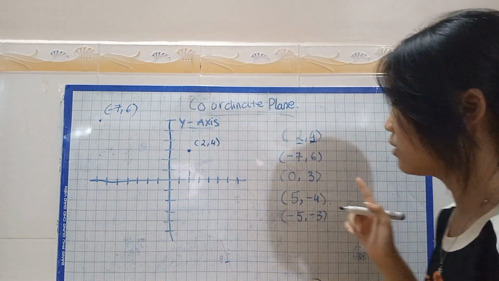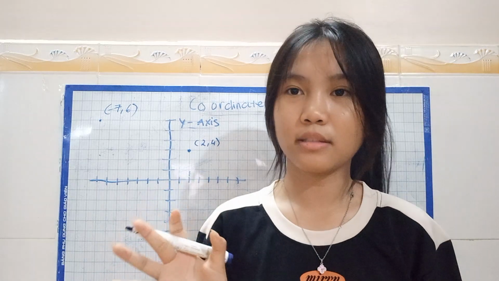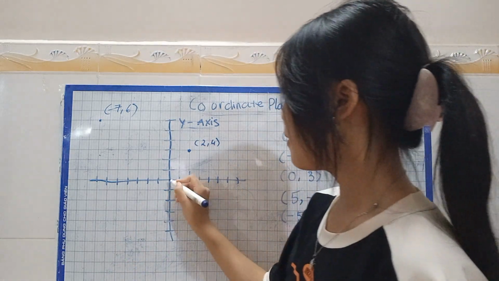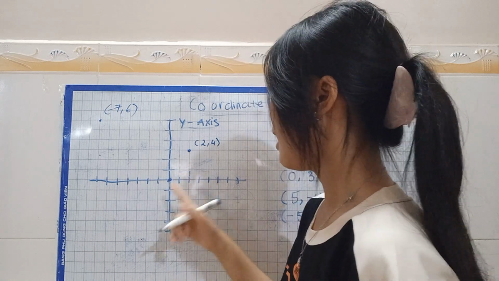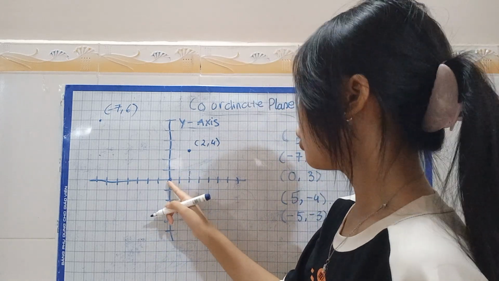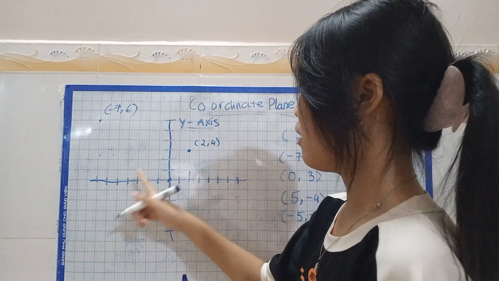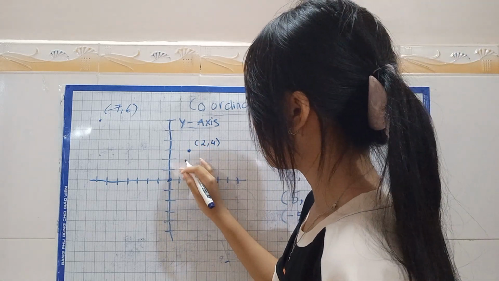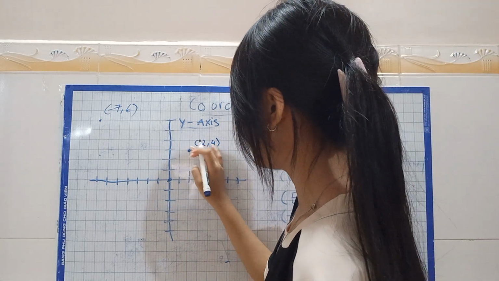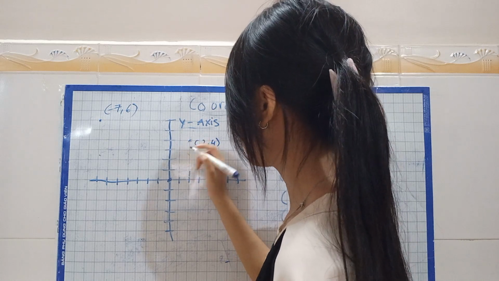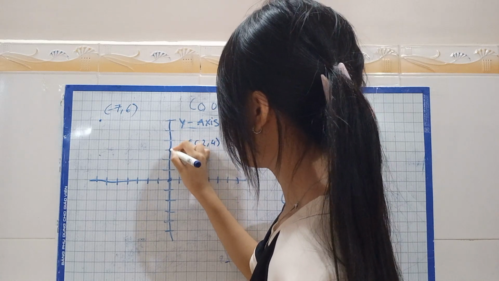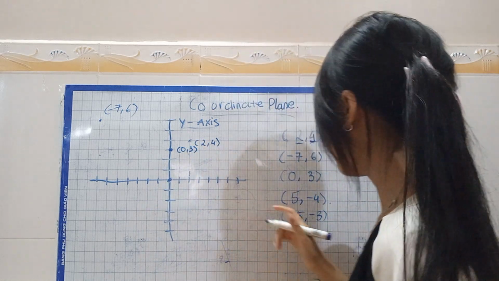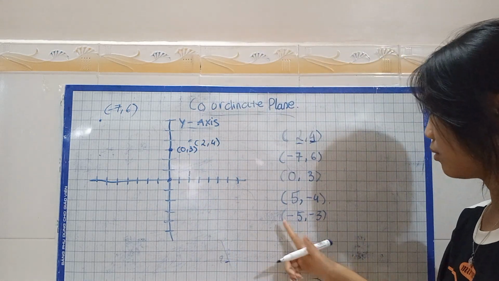Let's do another example. Here we have 0, 3. So 0 is right at this point of our coordinate plane, so we do not have to run this way and run there, okay? And 3 is right here. So 1, 2, 3. Here's 4. So here's the 3. So there is our 0, 3. Pretty simple, right?